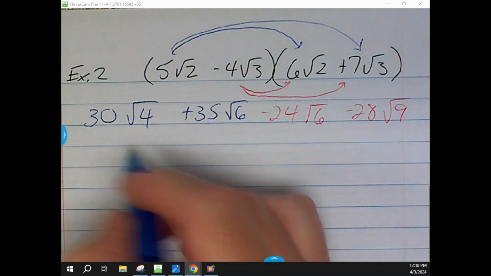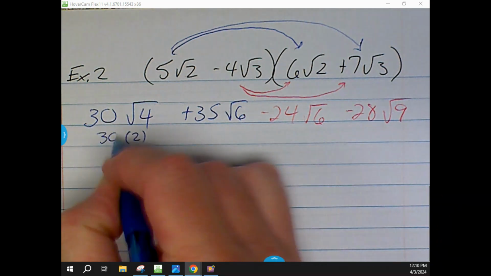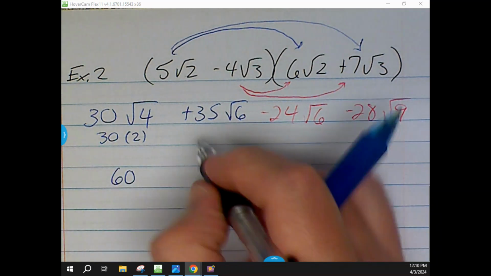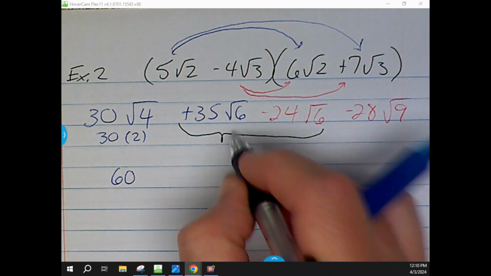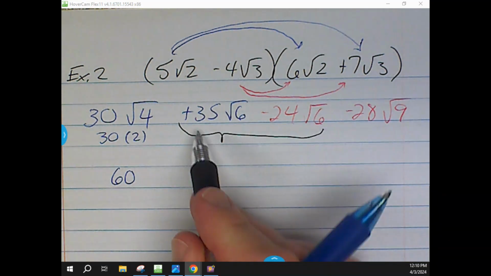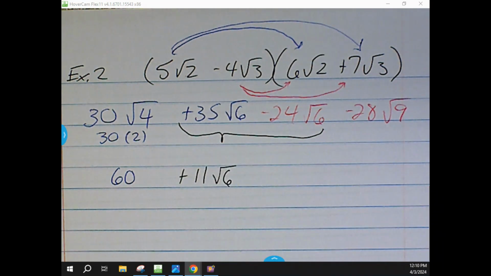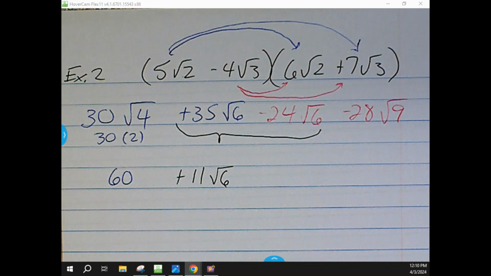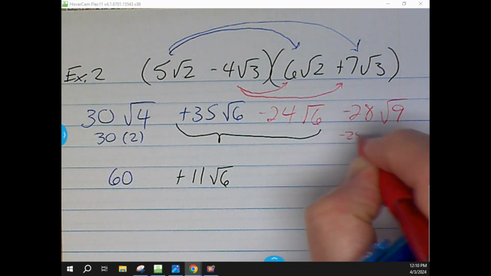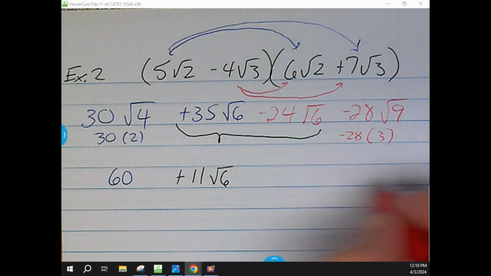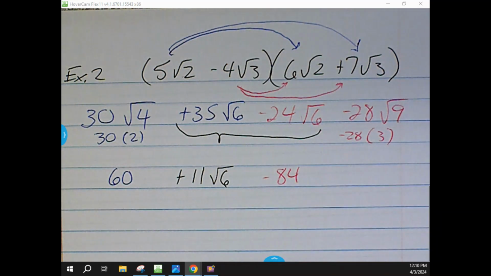We've got 30 times square root of 4. Well, that's 30 times 2. So that's 60. These two, that's our adding and subtracting because both of them are square root of 6. So we can just do 35 minus 24. Well, that would be 11 square root of 6. All right. And at the end, we've got negative 28 times square root of 9. Well, that's negative 28 times 3, which would be negative 84.